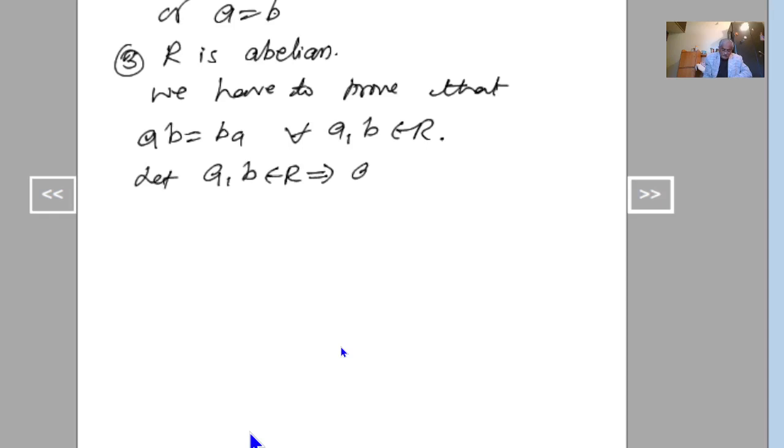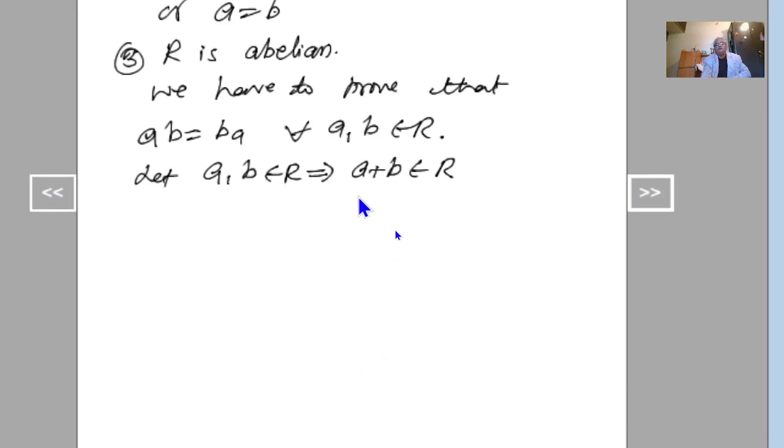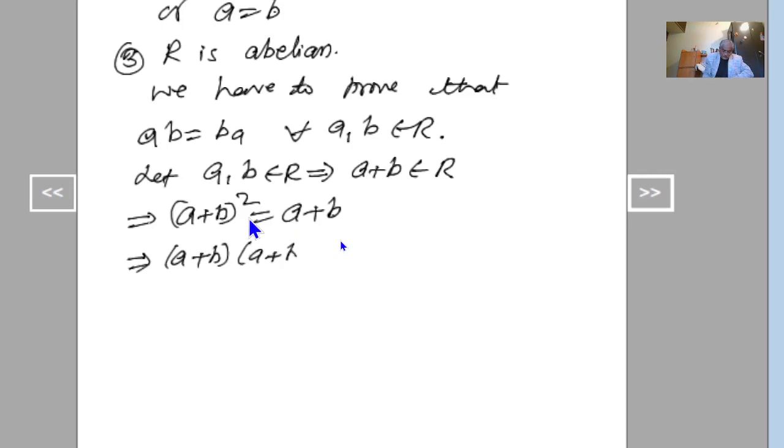Then this implies A plus B also belongs to R. If A plus B belongs to R, then (A plus B) square is equal to A plus B itself. This is the given property: A square equal to A for all A belonging to R. So here we have A plus B belongs to R, therefore (A plus B) square must be equal to A plus B. And on the left hand side, (A plus B) square can be written as (A plus B) into (A plus B) is equal to A plus B.